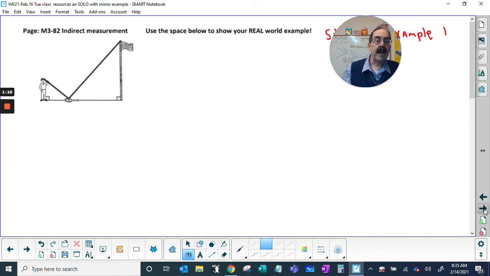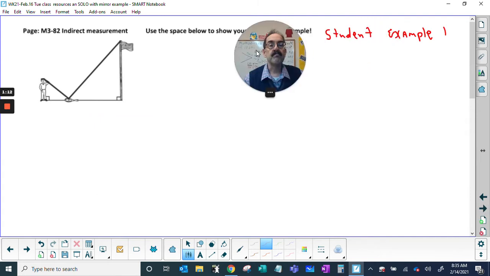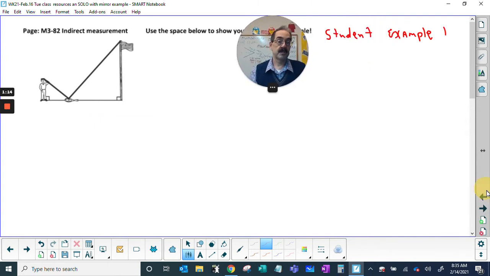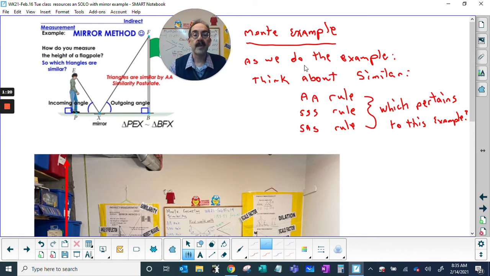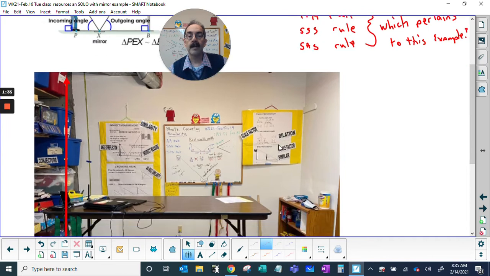Now in class, hopefully students bring their measurements to show. Okay, for this video, I'm going to show you my version. As we do the example, keep in mind angle-angle rule, side-side-side rule, side-angle-side rule. Which one pertains to this example? Okay, all right, so let's get started.